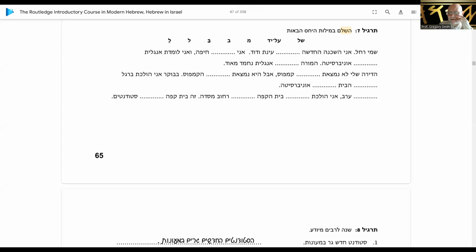Okay, welcome back. We're going to try to tackle some more of these exercises in the Routledge Modern Hebrew, and I'm going to see if I can get some of these forwarded on here.